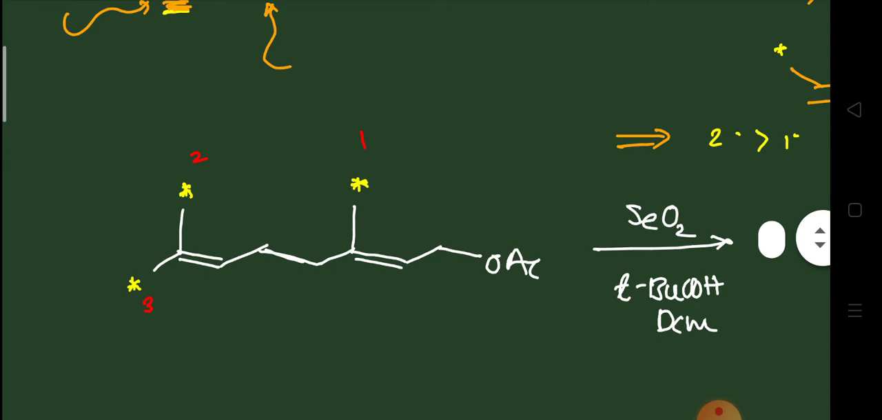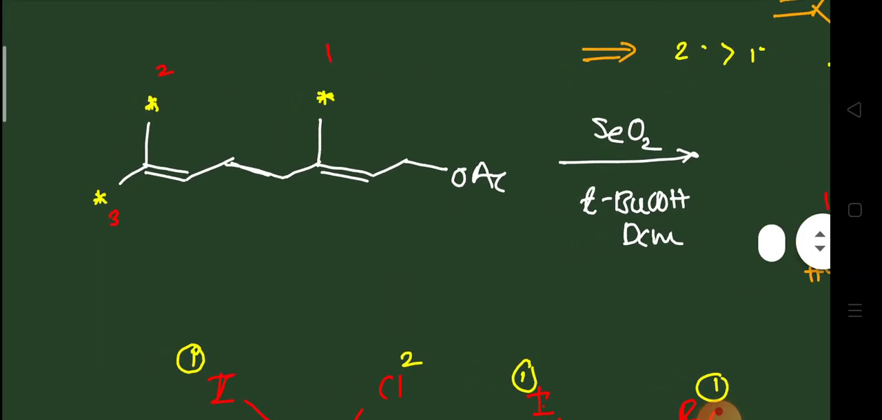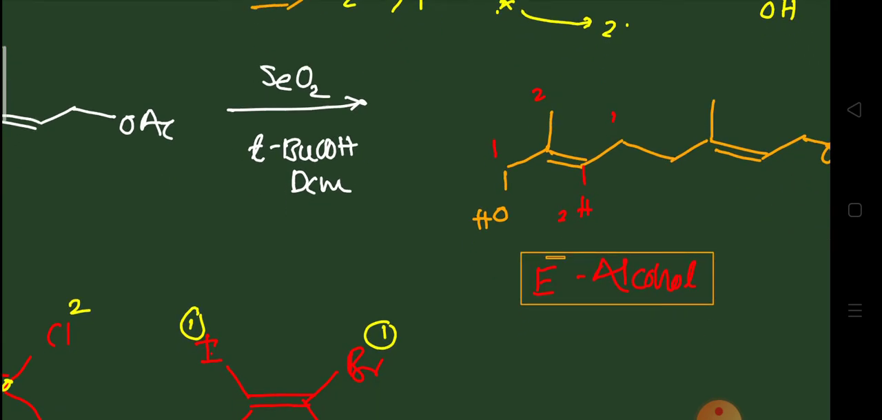Look at this one, another example is given now. Again, selenium dioxide in the presence of tertiary butanol, and dichloromethane is the solvent. So, here 3 methylene groups are given, 1, 2 and 3. So here the third one will be oxidized and converted to an alcohol, because the preferential product is the E alcohol.